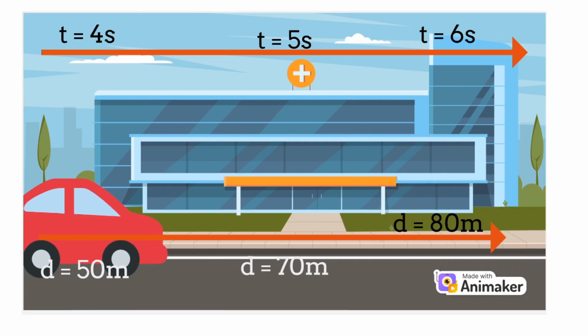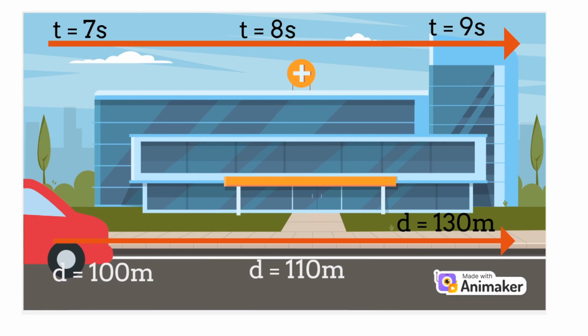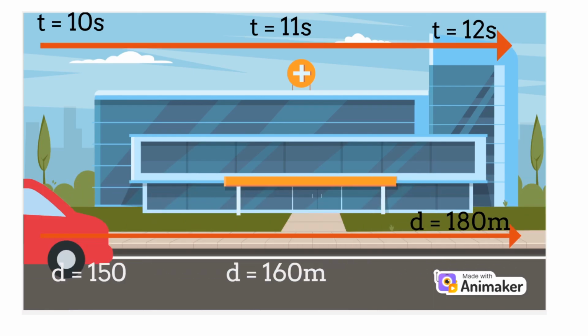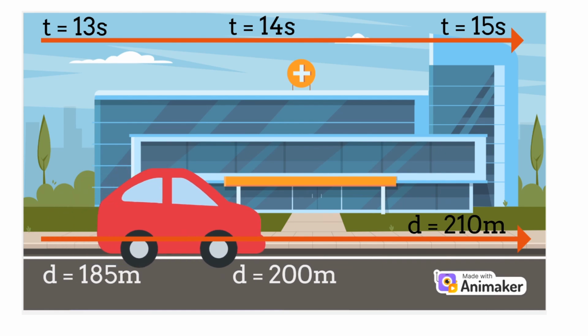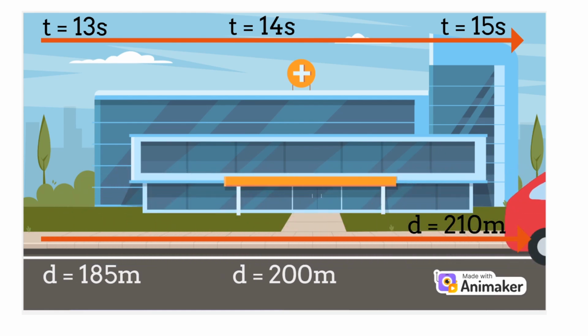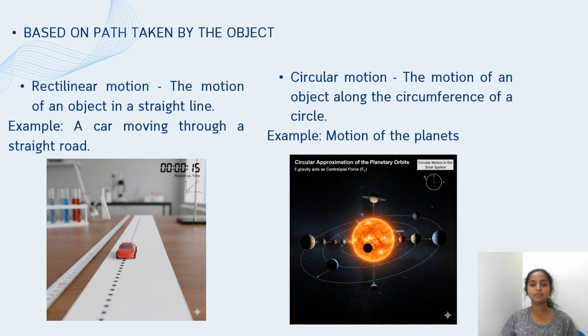But here you can see that in the first second the car moves 10 meters. And in the next second it travels 20 more meters and reaches 30 meters. And in the third second it travels 10 meters more and reaches 40 meters. This shows that the car moves unequally in equal intervals. This motion is called non-uniform motion. Hope through the video, uniform and non-uniform motion are clear.